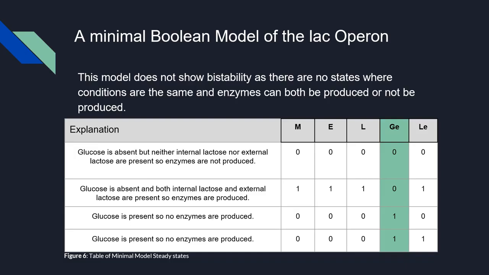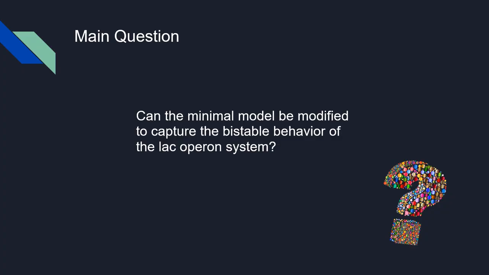Although this is a biologically feasible minimal model, it does not reflect bistability, as there is no consideration for intermediate levels of lactose, and there is only a single fixed point for each of the external conditions. So here's where our main question comes into play. Can we make a modification to the minimal model so that it will result in 2 fixed points, on and off, for intermediate concentrations of external lactose and thus demonstrate bistability? Now Erin is going to discuss how we did this and what we found.